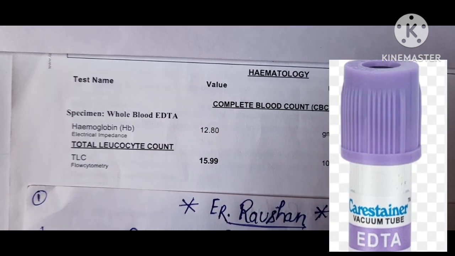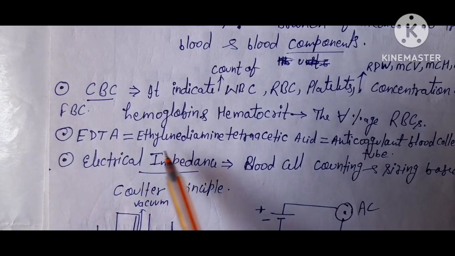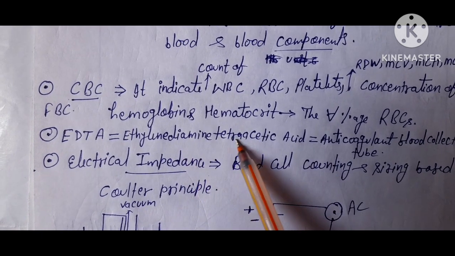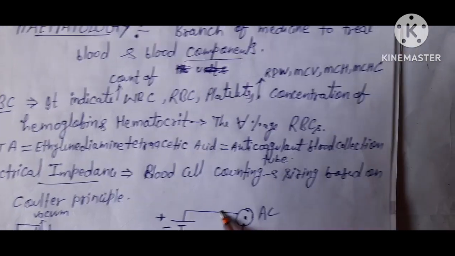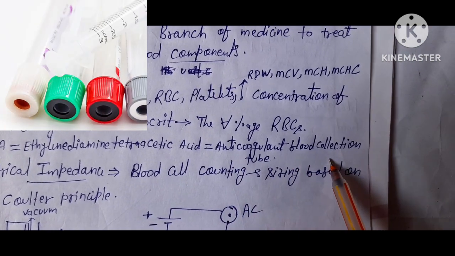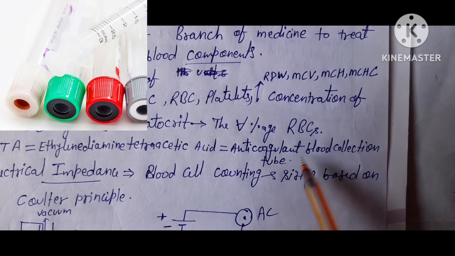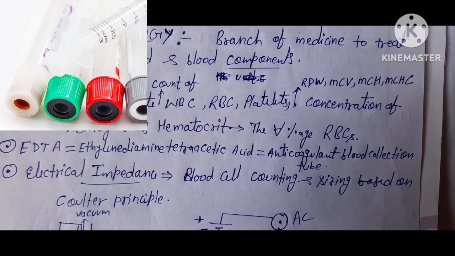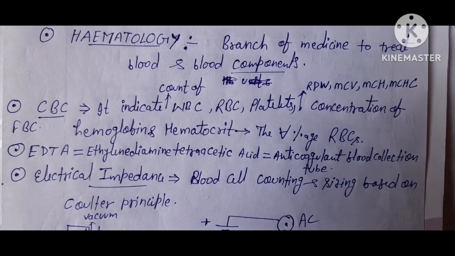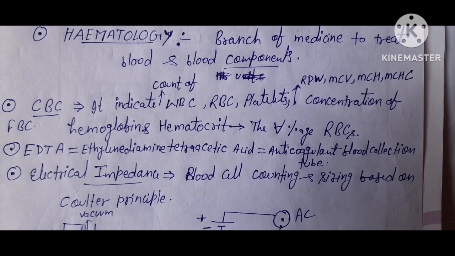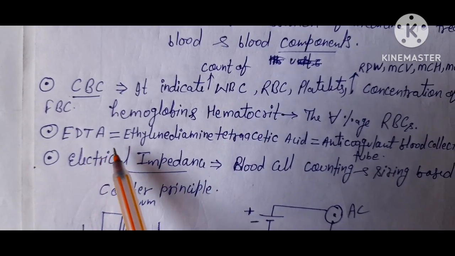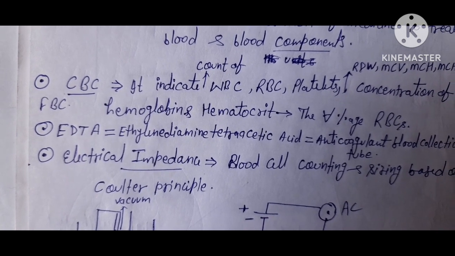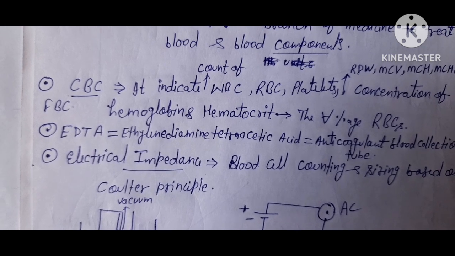Now the third term is EDTA. What is EDTA? EDTA's full form is ethylene diamine tetraacetic acid. Friends, it is used as an anticoagulant in blood collection tubes. EDTA is used for CBC and it is a blood preservation vial. EDTA is an anticoagulant which prevents blood clotting, and its color is purple or lavender cap.